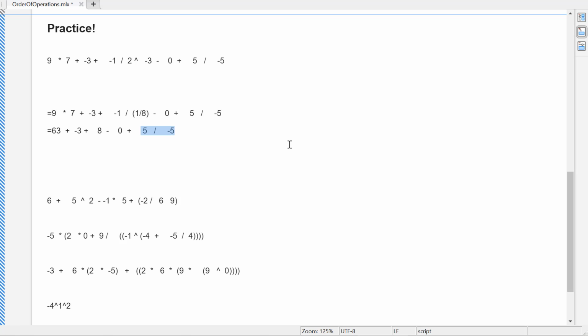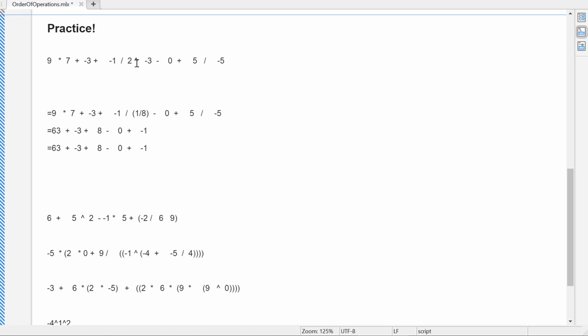5 divided by -5 is -1. I don't know why I felt like I had to think about that. All right, so that's all my multiplication and division. And then I'm going to look at addition, subtraction.